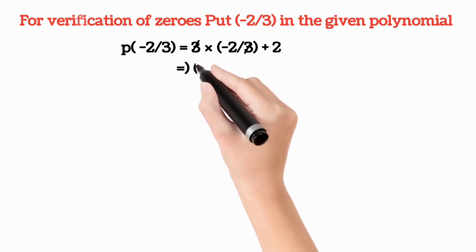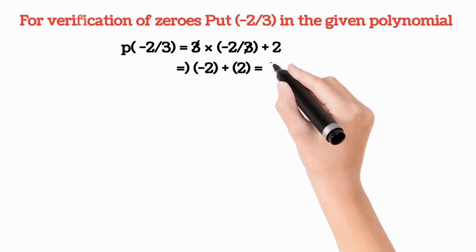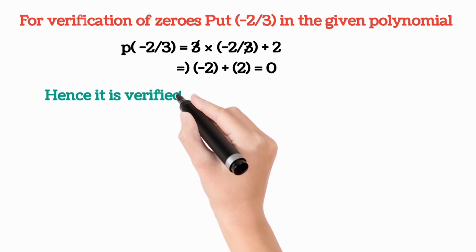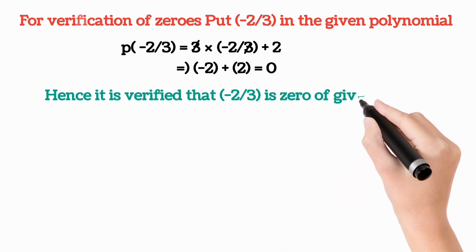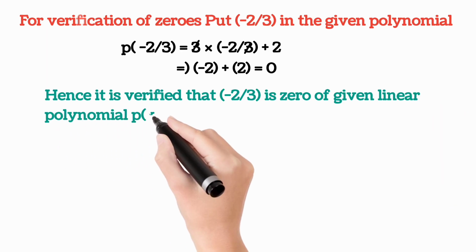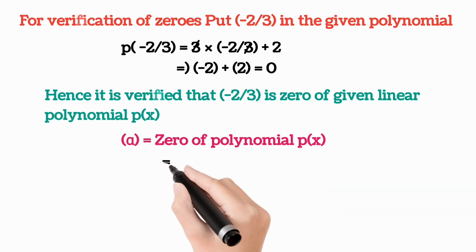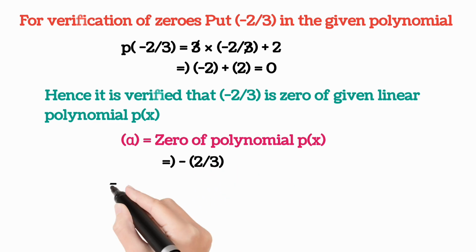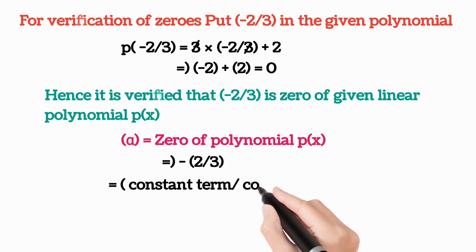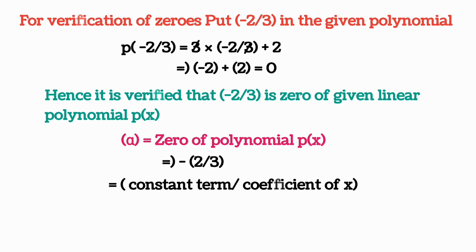Now 3 and 3 get cancelled, then minus 2 plus 2 is equal to 0. Hence it is verified that minus 2 by 3 is the zero of the given linear polynomial p(x). Now alpha, the zero of polynomial p(x), is equal to minus 2 by 3. Here 2 is the constant term and 3 is the coefficient of x.